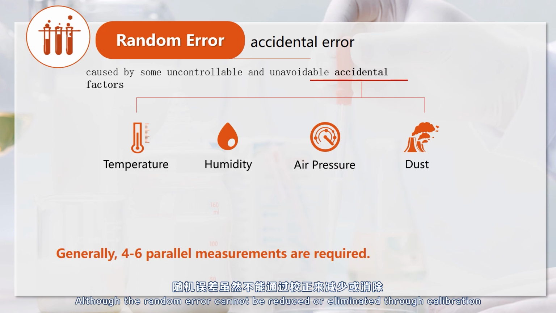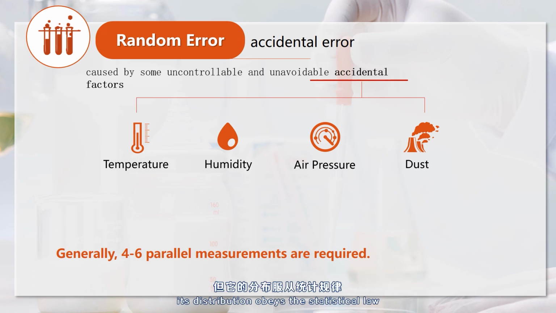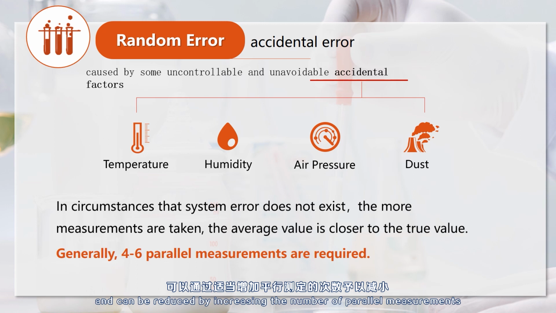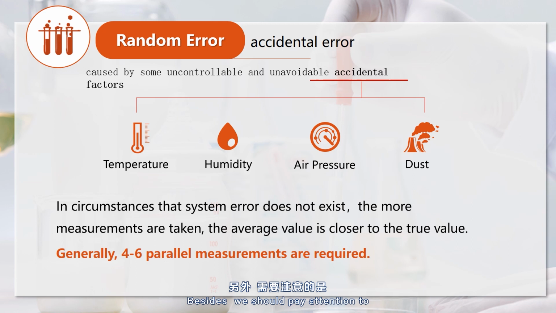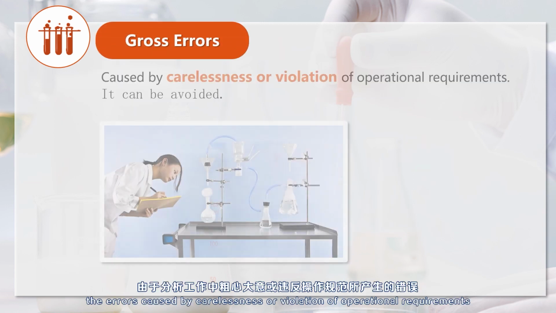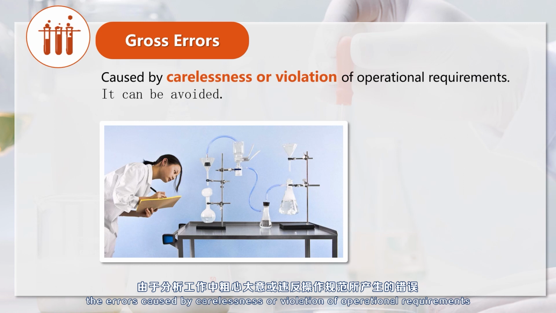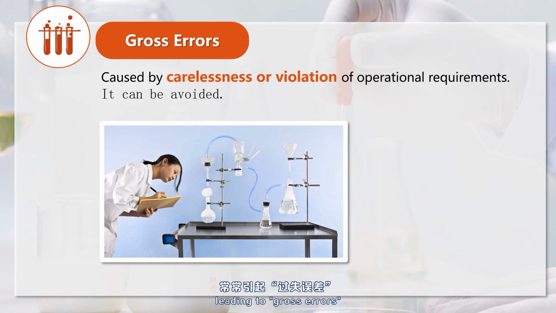Although the random error cannot be reduced or eliminated through calibration, its distribution obeys the statistical law and can be reduced by increasing the number of parallel measurements. Besides, we should pay attention to the errors caused by carelessness or violation of operational requirements, leading to gross errors. For example, loss of samples, adding wrong reagent, reading wrong scale, recording errors, etc.